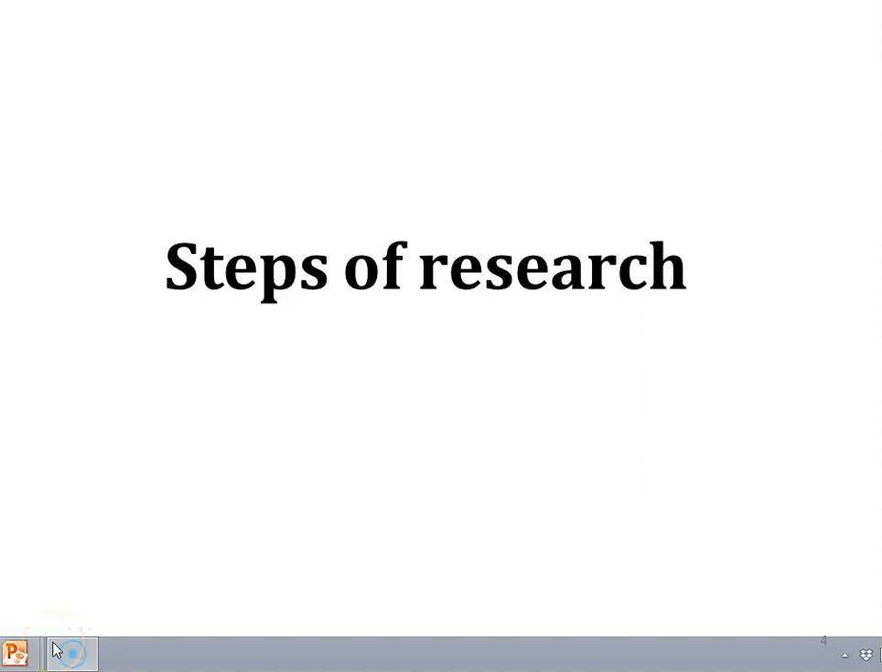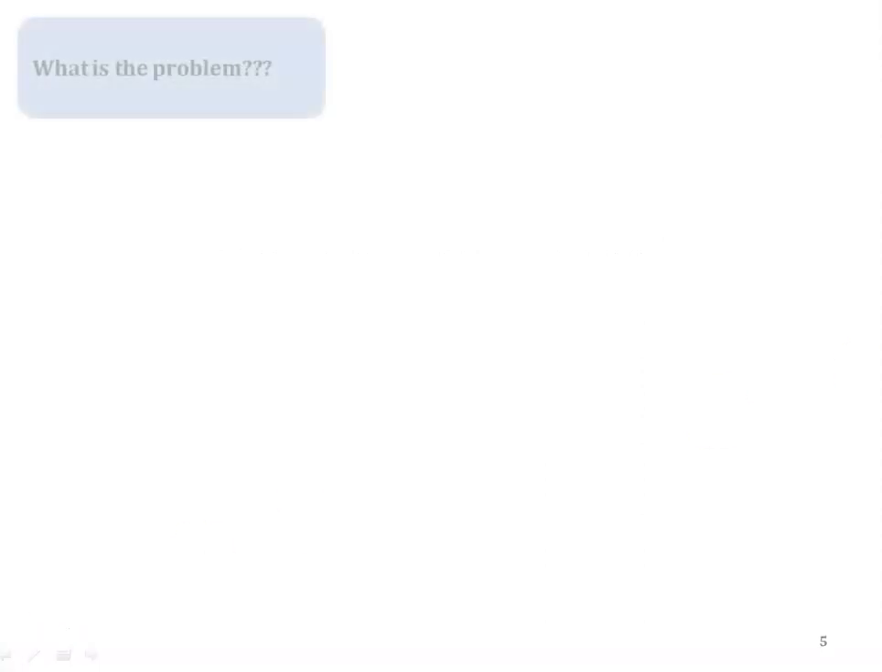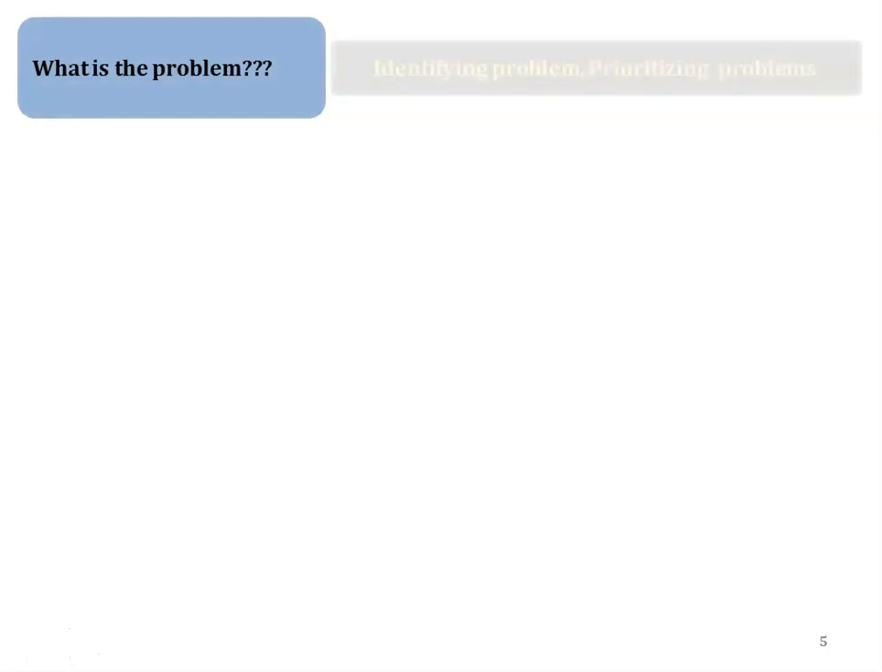This is the first session on health research methodology. I will briefly describe the steps of research and then I will discuss the detail of each step. So looking at the list of steps, number one is to identify the problem.